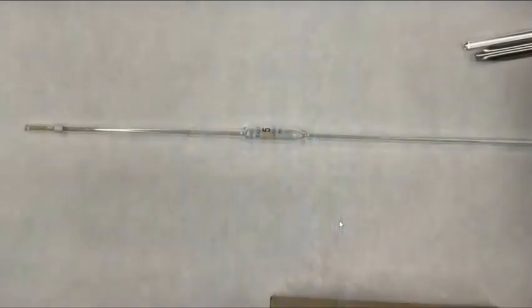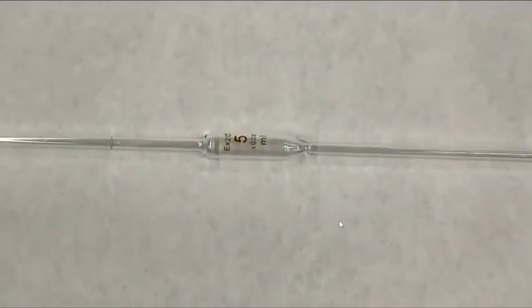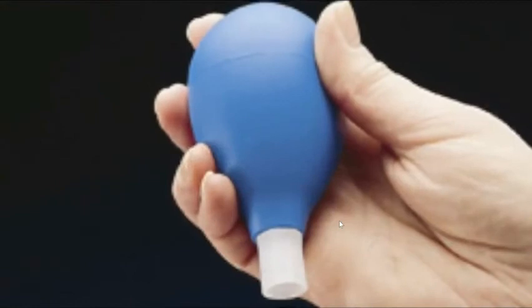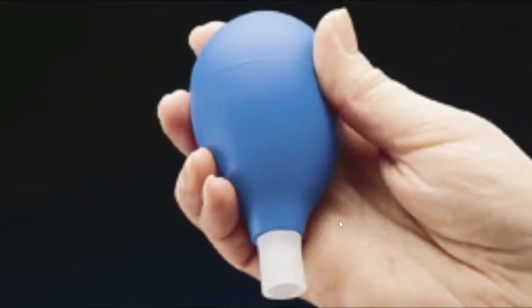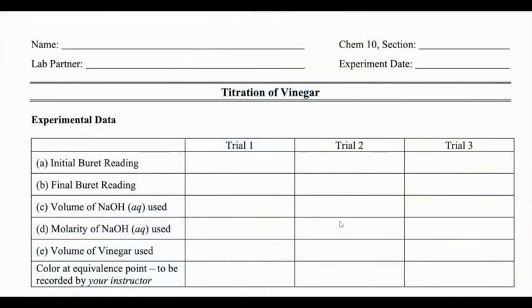We will use 2 measuring instruments, a 50 milliliter burette and a 5 milliliter volumetric pipette. The pipette is controlled using a pipette bulb that is shown here. We will do the experiment 3 times. The goal is to have multiple data sets so we can check our precision.